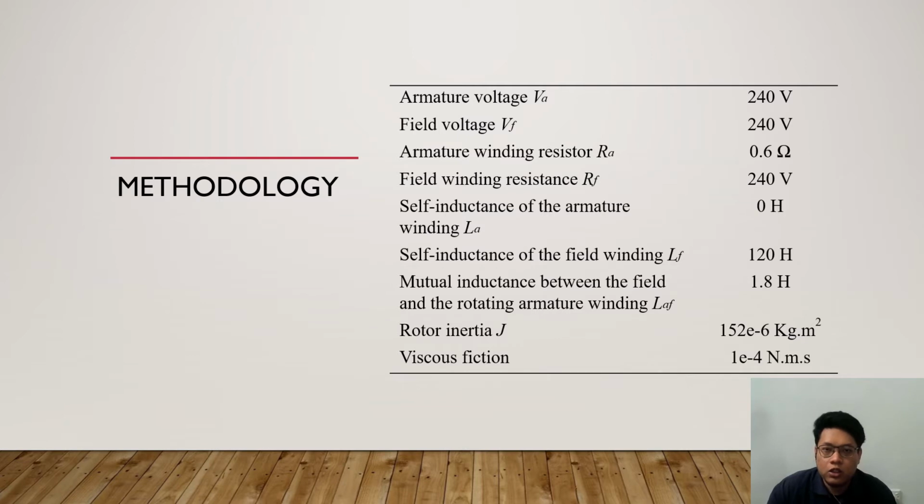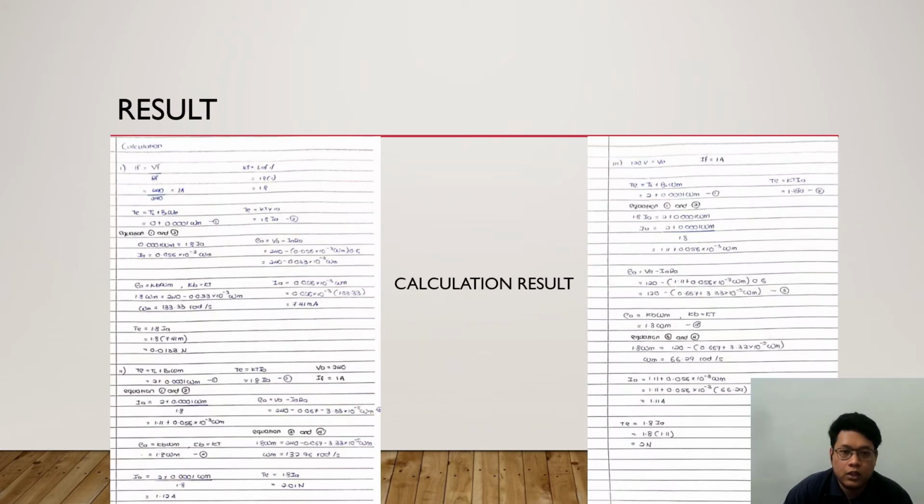For the methodology, the table shows the parameters used in the simulation of the DC motor drive. For the calculation model, the calculation and the formula will be shown. So these are other parameters that we use in the simulation. And this is the calculation result.